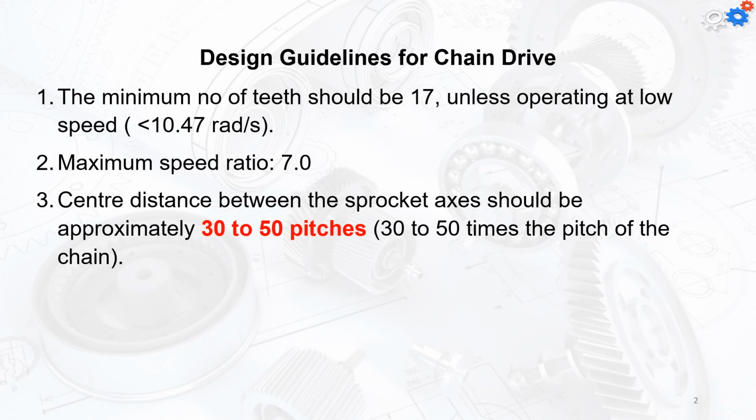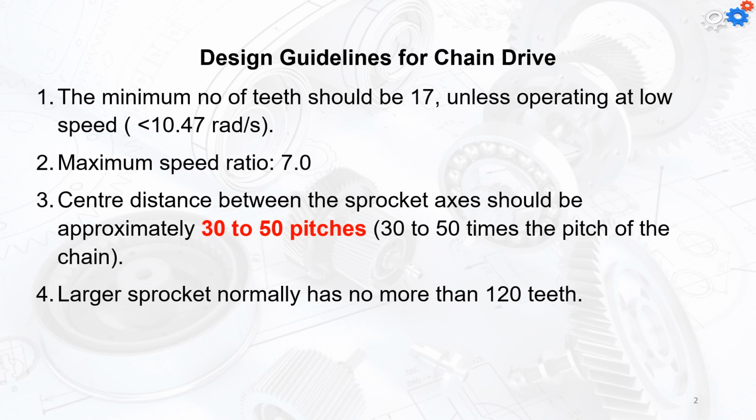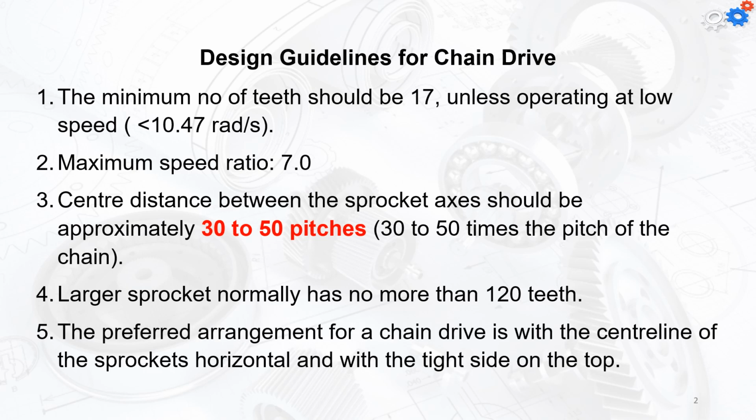The center distance between the sprocket axes should be approximately 30 to 50 pitches, or 30 to 50 times the pitch of the chain. The larger sprocket normally has no more than 120 teeth. The preferred arrangement for the chain drive is with the center line of the sprockets horizontal and with the tight sides on the top.